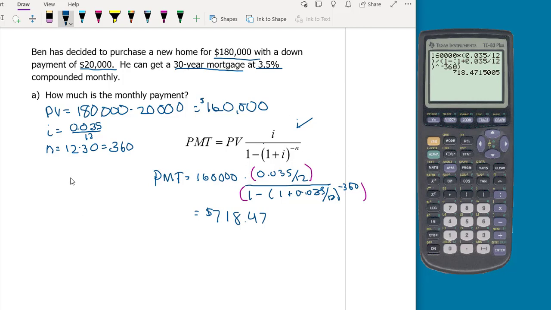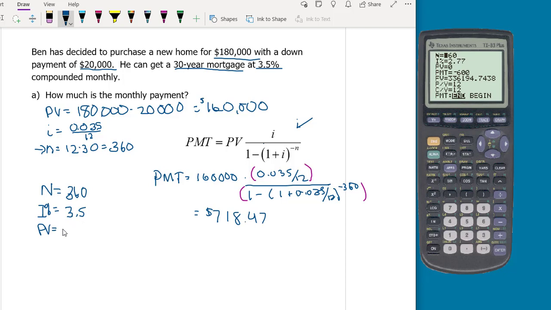Now if we were going to do this using the TVM solver, which is a little bit easier to handle the entry for, on the TVM solver, to get to that, you're going to press the Apps button, choose Finance, TVM solver, and what we need is our N is the same thing as it is up here, 360. Here for our I, instead of putting 0.035 divided by 12, what they want here is just 3.5. Our present value is going to be $160,000. Our payment, this is going to be our goal.